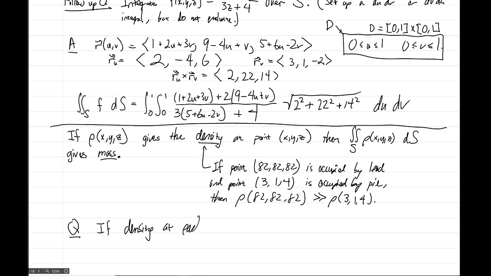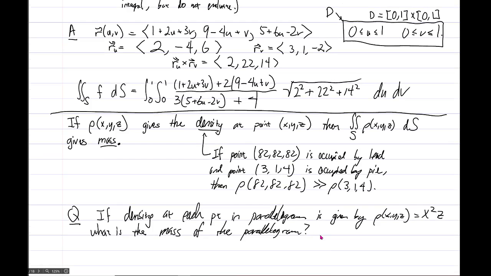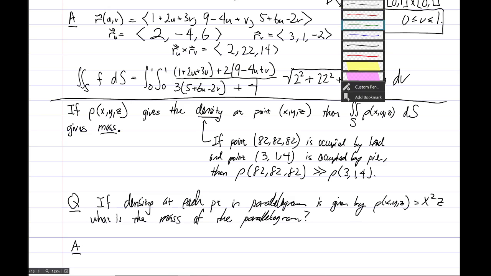So if the density at each point in the parallelogram from the previous example is given by rho of x comma y comma z equals, let's say, x squared times z, then what is the mass of the parallelogram? Again, we're reusing the work we had earlier, so that we don't have to work so much. To answer this, we're going to borrow some things from up here.